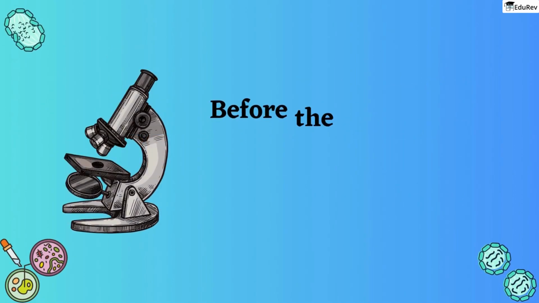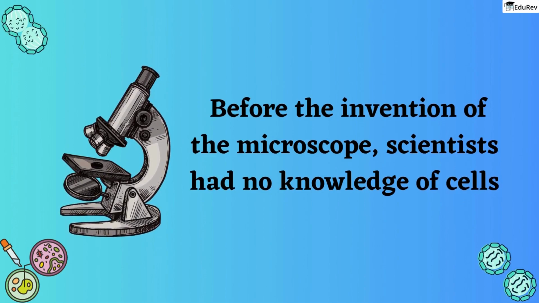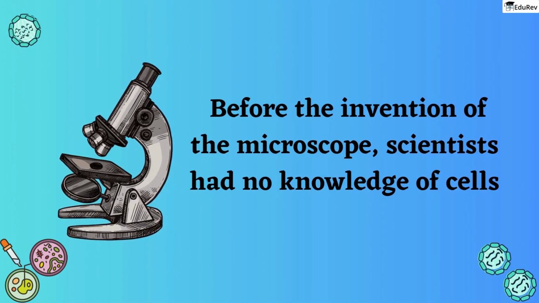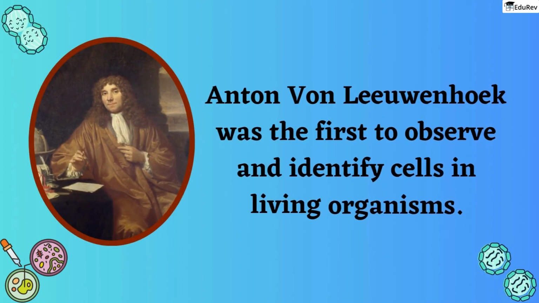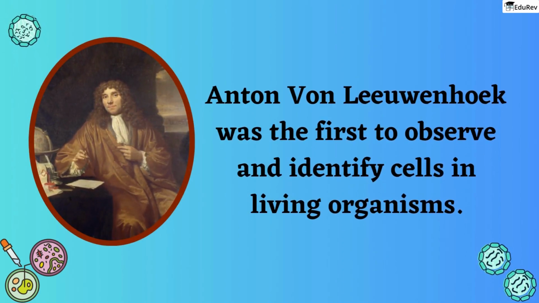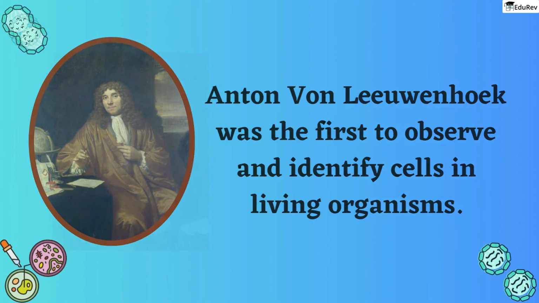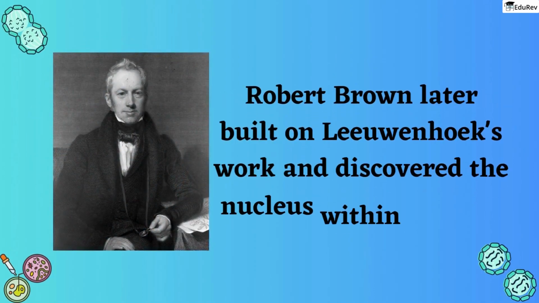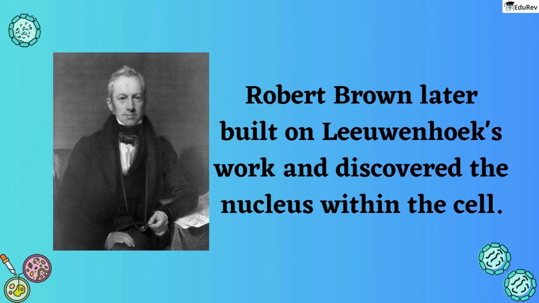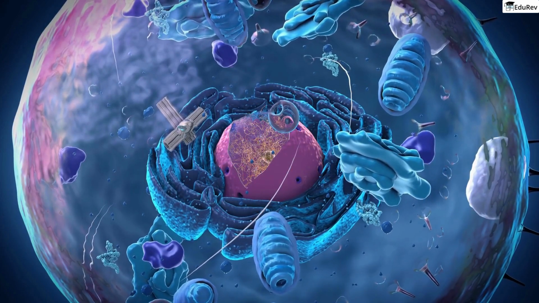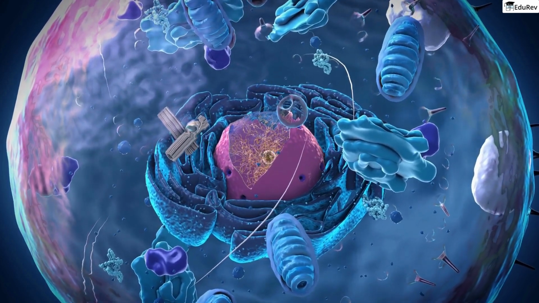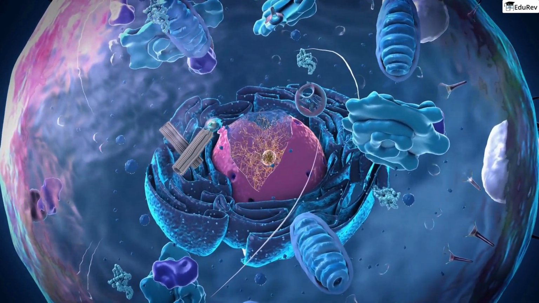So, before the invention of the microscope, scientists had no knowledge of cells. The Dutch scientist Anton van Leeuwenhoek was the first to observe and identify cells in living organisms. Robert Brown later built on Leeuwenhoek's work and discovered the nucleus within the cell. The nucleus, which appears as a pink-colored structure in the center of the cell, was named by Brown.